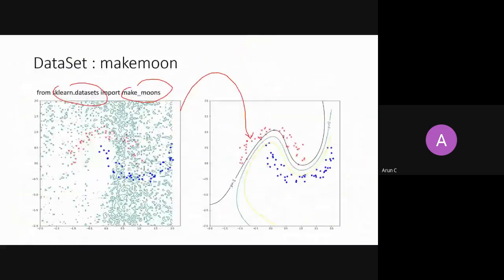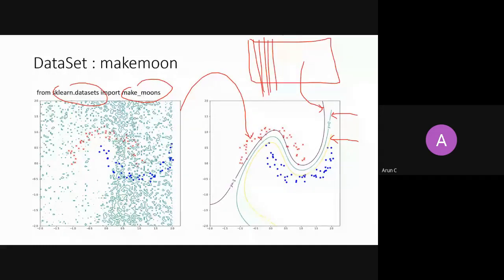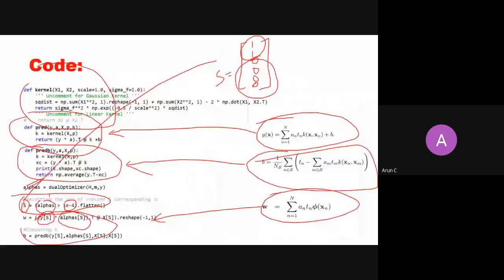What I have not provided here is how to draw these curves, right? So the trick is, you formulate a grid, a very close grid, right? And for every point on this grid, you calculate what the values of Y are. How do you calculate the value of Y? Using this prediction formula, right?